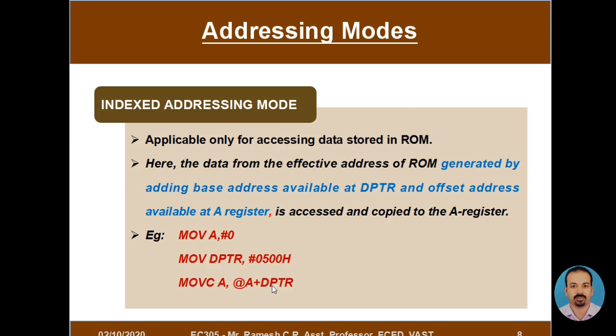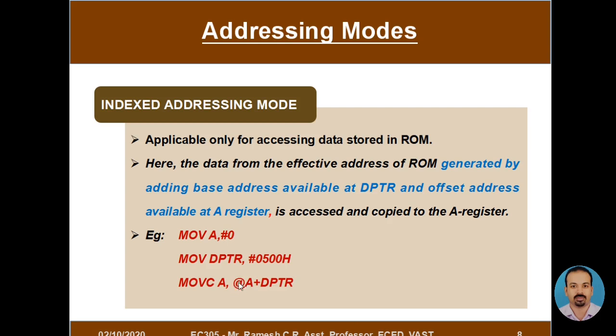Okay, so A plus DPTR means you are adding the base address with the offset value, and the address location which is pointed to by this resultant should be accessed, read, and copied to the accumulator. Okay, so here we can see you are using the @ symbol.